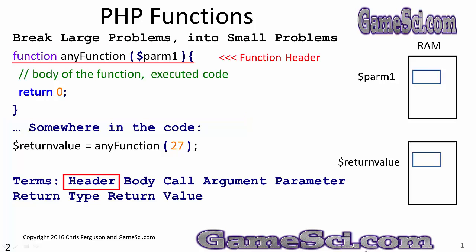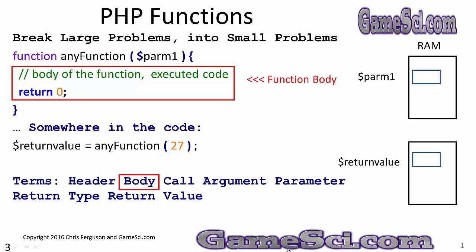Now, in order to understand functions, I'm going to go through a set of terms, and I'm going to highlight both the term down below and underline that part of the code. So we're going to start with the function header. The function headers are easy to spot in PHP. They always start with the keyword function. This line of code from function to the open curly brace is known as a header. It's sort of the declaration of the function. It names what the function is going to be. It lists any parameters. This is the header to the function.